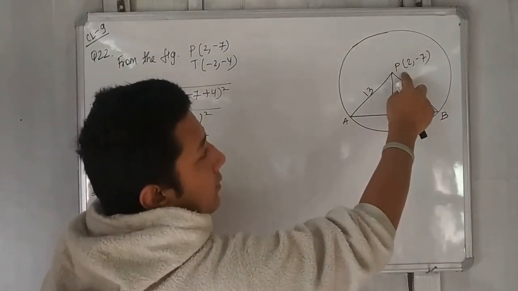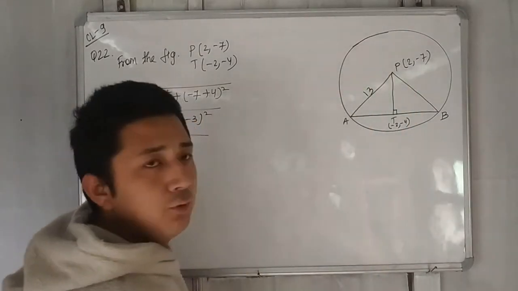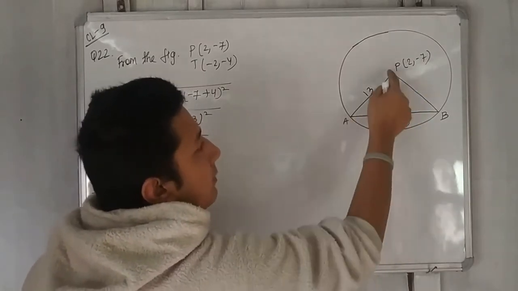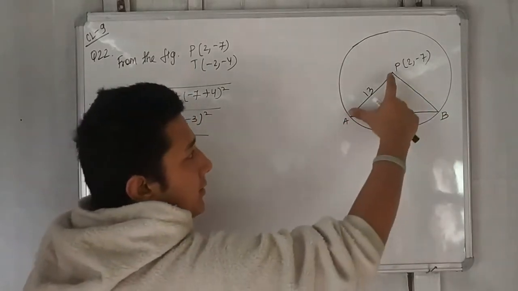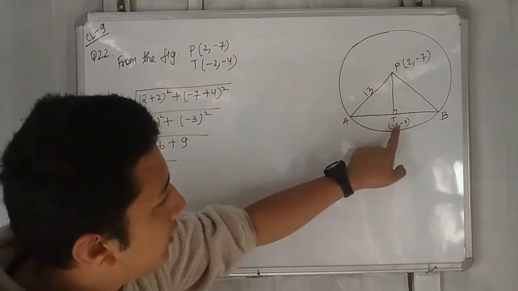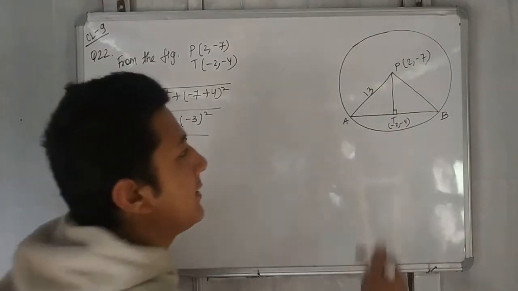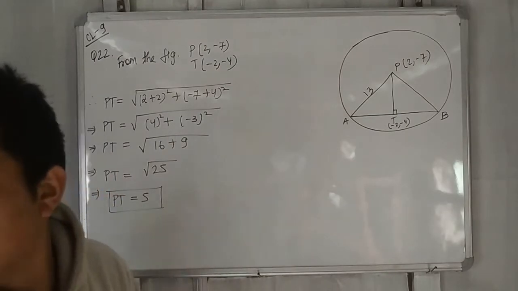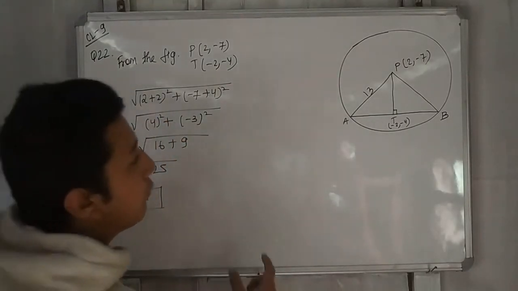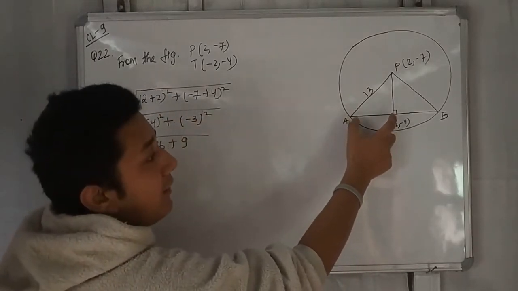The coordinates of the center are 2, minus 7, and from P we can draw two radii, that is PA and PB. So PA is the radius, PB is also the radius. The radius is given as 13. Coordinates of P are 2, minus 7, and coordinates of T are minus 2, minus 4, and it is 90 degrees out here, perpendicular. Okay, so now the question is asking us to find the value for AT.